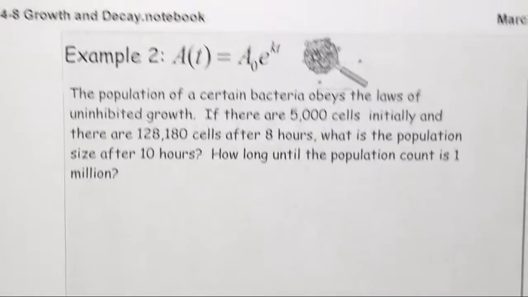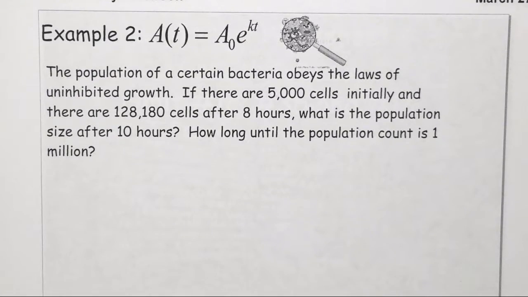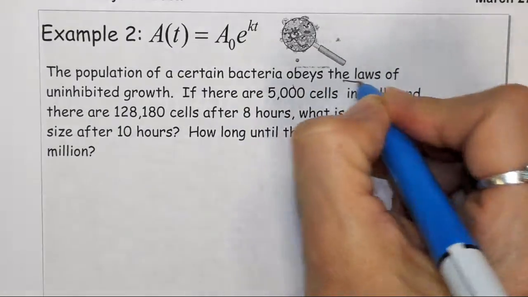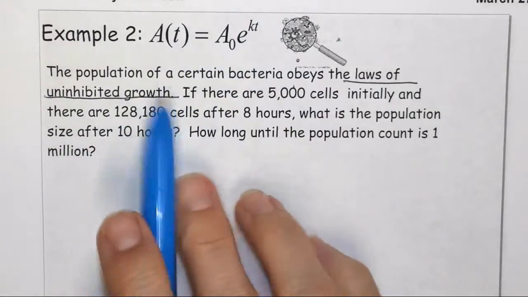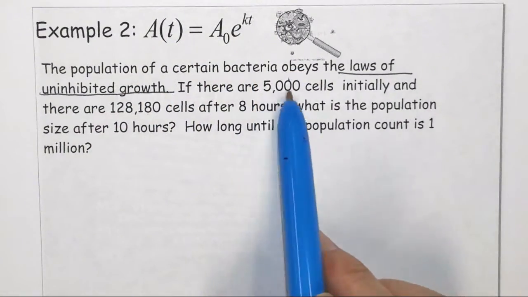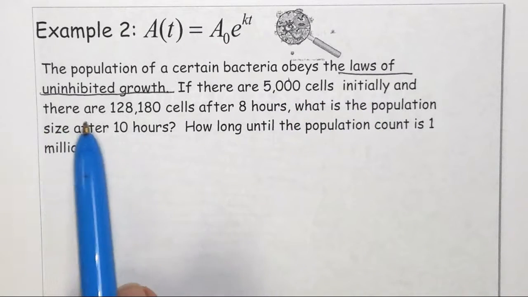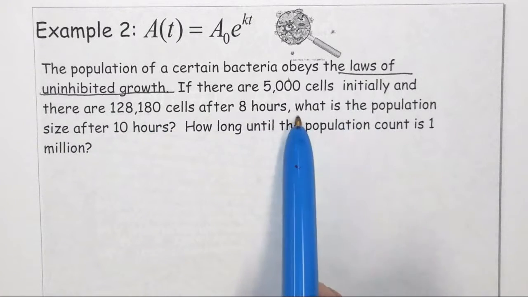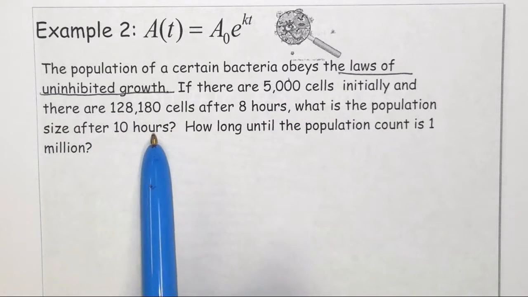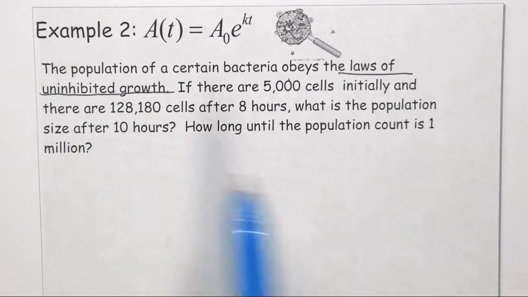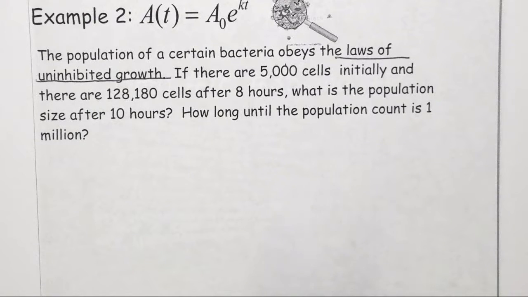All right, let's go look at example 2 then. So on example 2, it says, the population of a certain bacteria obeys the laws of uninhibited growth. So as soon as I see that, I know I need this equation the day of the test. If there are 5,000 cells initially, and there are 128,180 cells after 8 hours, they want to know what is the population size after 10 hours, and they also want to know how long until the population count is 1 million. So I have to do 2 things.